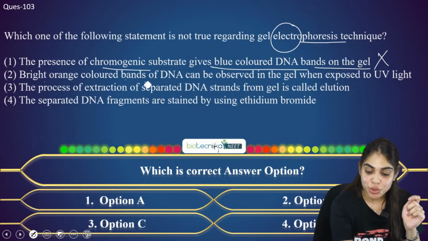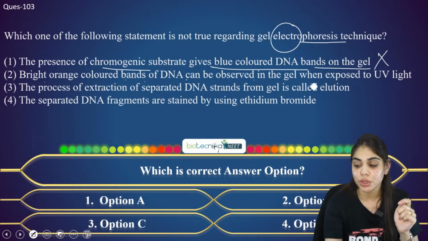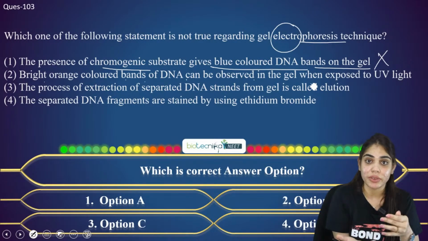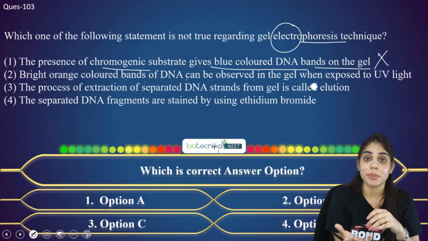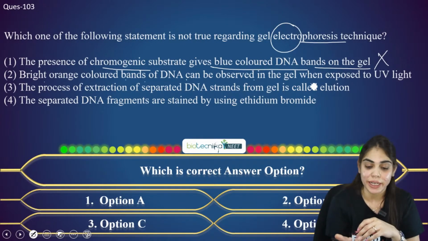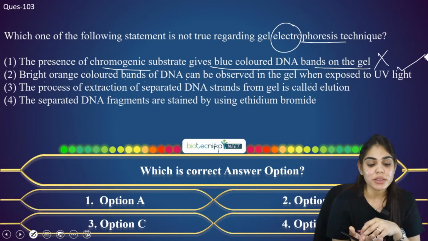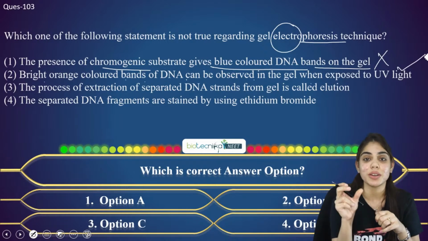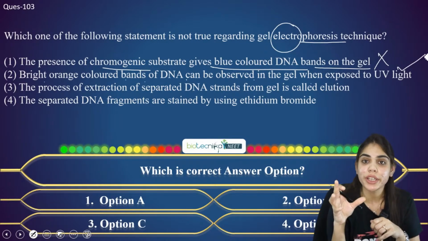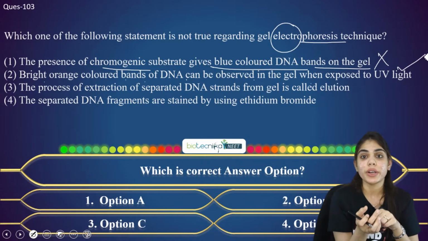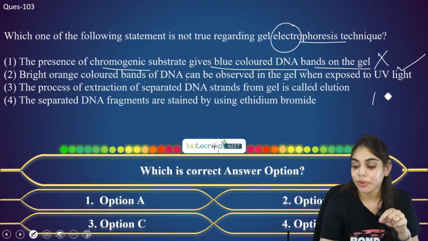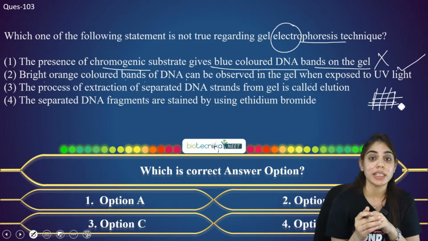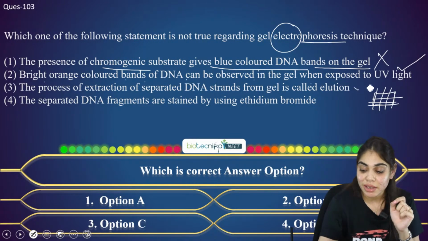Bright orange color bands of DNA can be observed in the gel when exposed to UV light. Yes, when you have isolated the DNA and you want to observe this DNA or gene of interest under UV light, you will see it as a bright orange color because of the EtBr dye. So this statement is right. The process of extraction of separated DNA from the gel is called elution. Suppose you have found your gene of interest under the UV transilluminator. What will you do? You will cut the DNA bands from the gel. So cutting out this DNA is what is called elution. You are eluting this DNA. So this is the right statement.